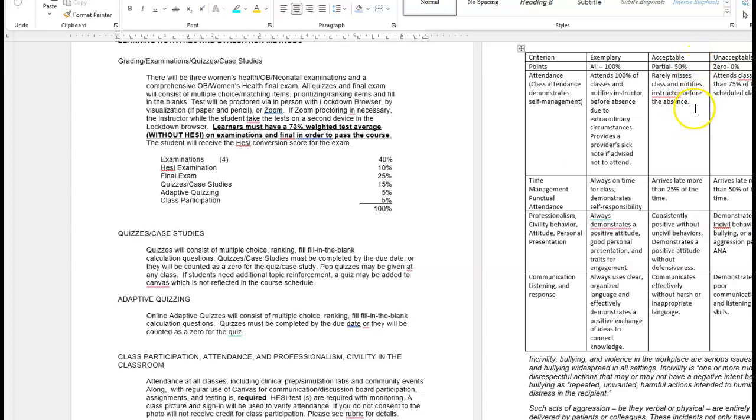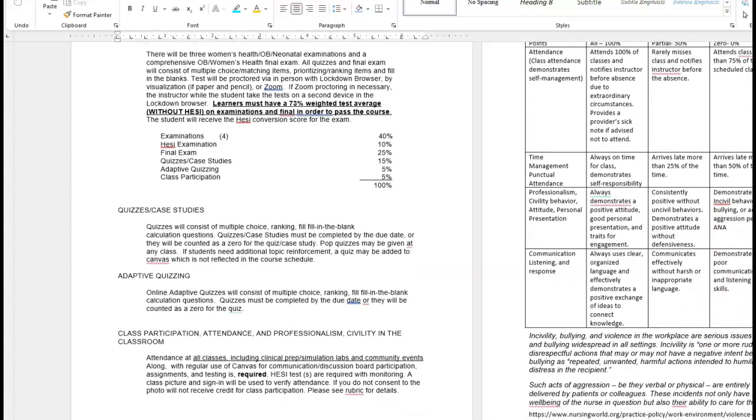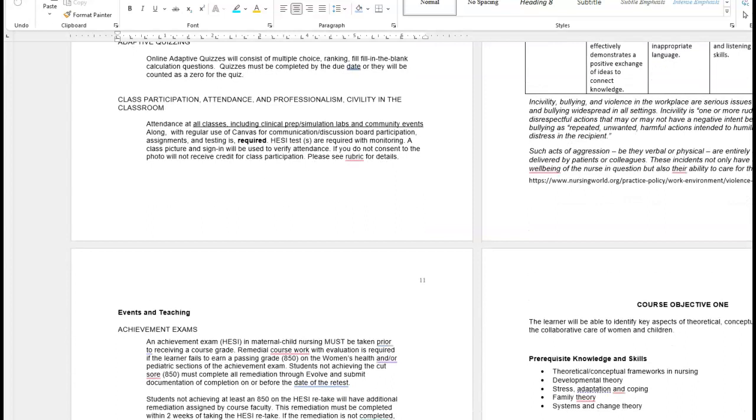50%: Rarely misses class but notifies the instructor before the absence, arrives late. Consistently positive without uncivil behaviors, demonstrates a positive attitude without defensiveness, and communicates effectively without harsh or inappropriate language. And then 0% would be missing less than 75% of the scheduled classes, arrives late, demonstrates uncivil behavior, bullying, or acts of aggression per the ANA, and demonstrates poor communication and listening skills. I'm very respectful of you, and I just look for the same respect in turn.